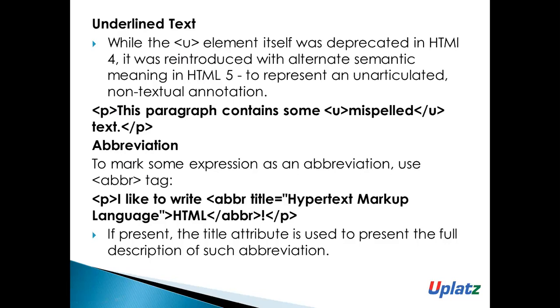So in between my paragraph element, I'm just using a U tag to underline my text. So this is how you can bold your text, italic your text, and underline your text. So next is abbreviation. To mark some expression as an abbreviation, you can use the ABBR tag.